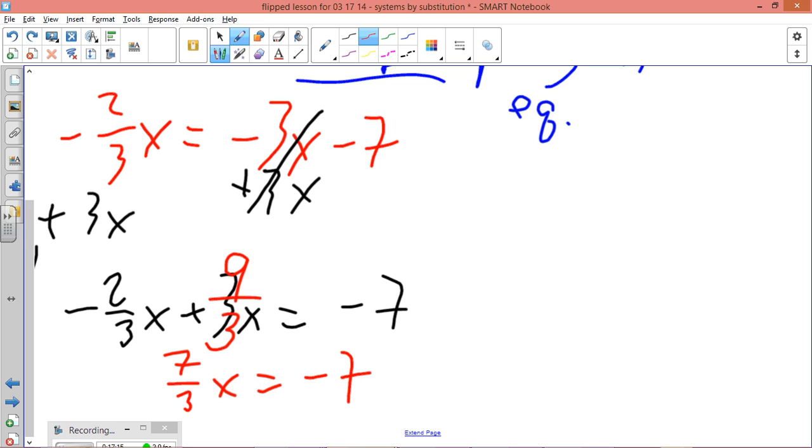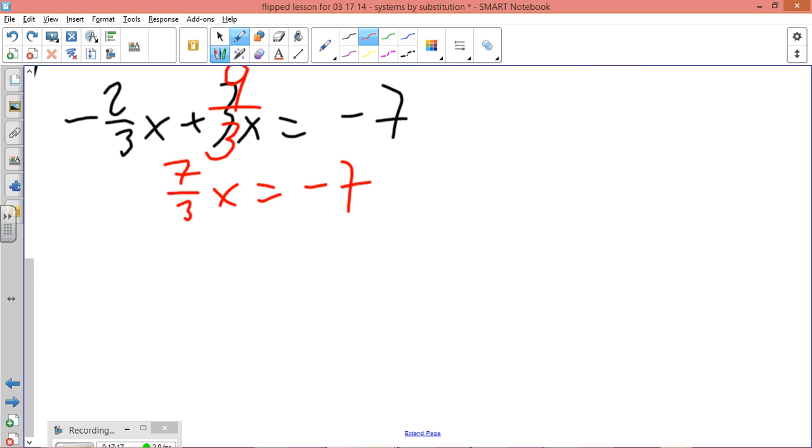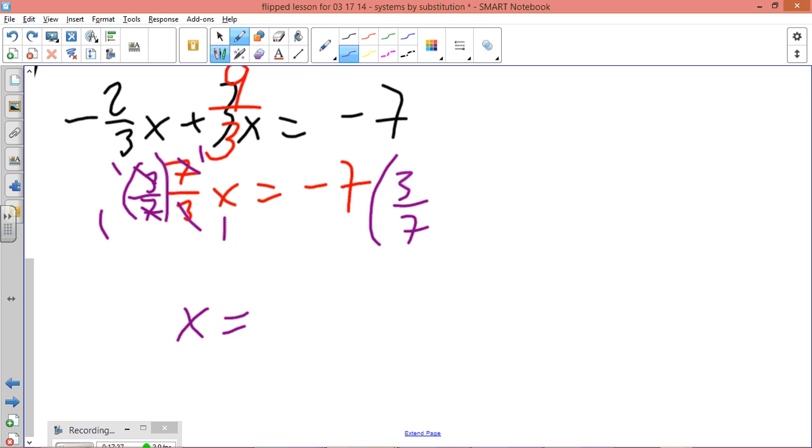Again, some of you see the fraction. You're like, great, I understand that part, but I'm freaking out on what to do with x. Well, to get rid of a fraction times a variable equals a number, just multiply by the reciprocal, 3/7 on both sides, 3/7. Look what happens. The 3's reduce to 1. The 7's reduce to 1. So I am left simply with x equals negative 7 times 3/7.